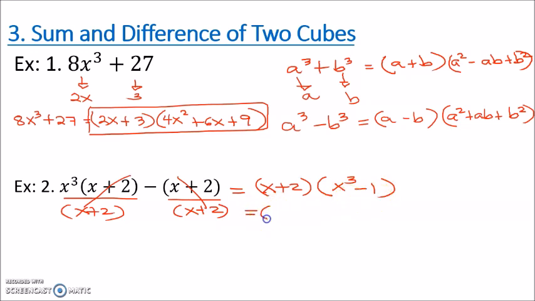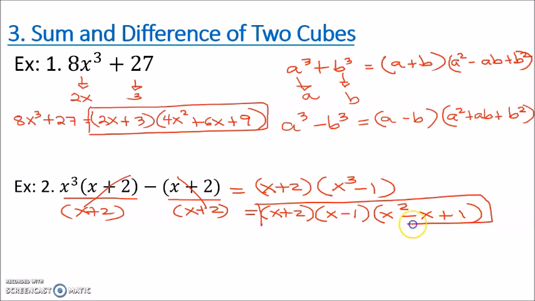So, this becomes, kopyahin yan, x plus 2. And then, eto, difference of 2 cubes. So, cube root ng x cube ay x, and then minus, cube root ng 1 ay 1. And then, we have square ng x squared, and then multiply sila, negative x. And then, square ng negative 1 ay plus 1. And this is the factored form of that polynomial.